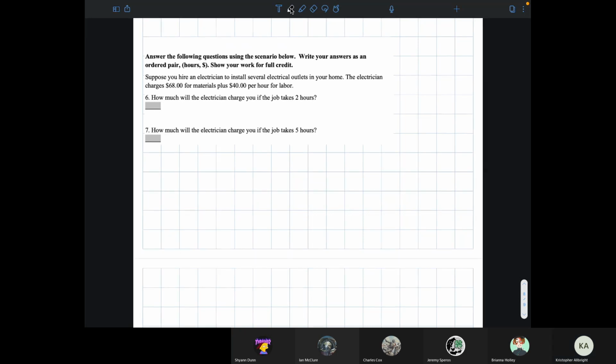So first thing we need to do is write an equation for this. So we say, okay, the electrician charges $68 for materials no matter how many hours he works. So that's not going to change depending on hours. So now we say, okay, 40 and let's say times hours equals something, total cost. So how much will the electrician charge if the job takes 2 hours?